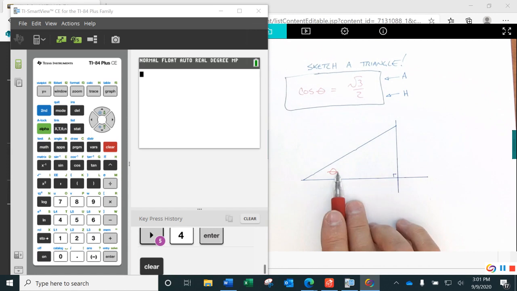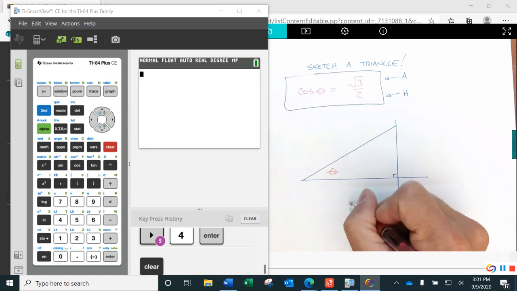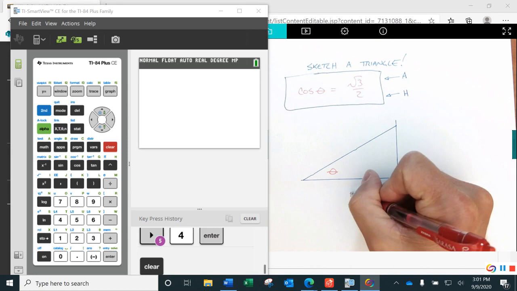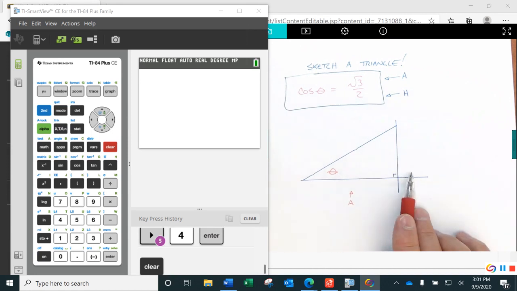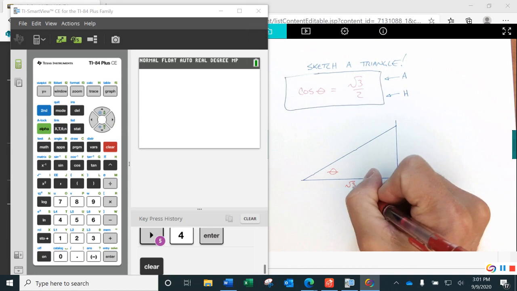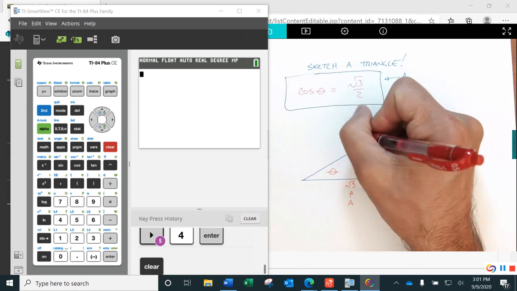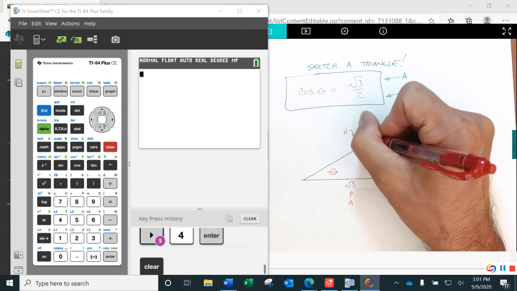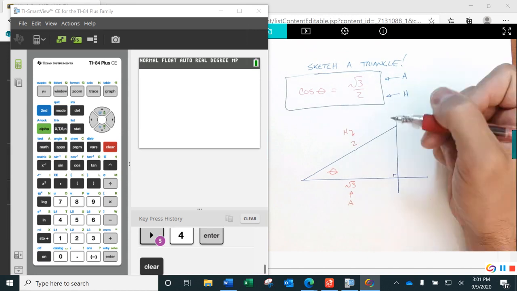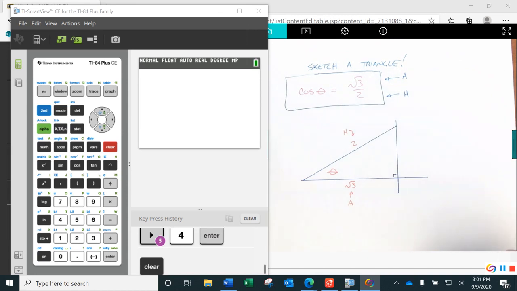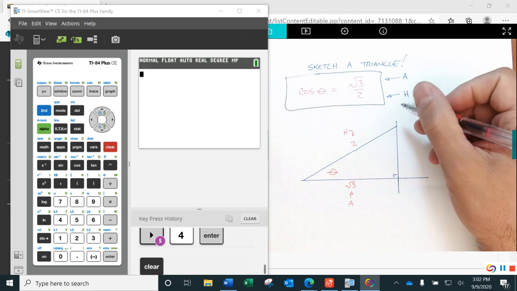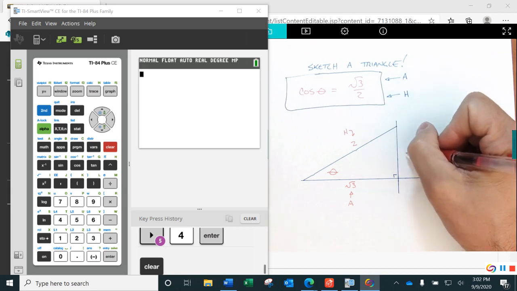Cosine of theta is equal to the adjacent. So here's my adjacent side. Just draw a little arrow to it. This side right here is the adjacent side, and it's the square root of 3. The hypotenuse, well, that's the longest side right here, and that's equal to 2. And so it looks like this. So we've got a nice little triangle. And now you say, that looks familiar? Yeah, it does. Perhaps you recognize it, and maybe not.